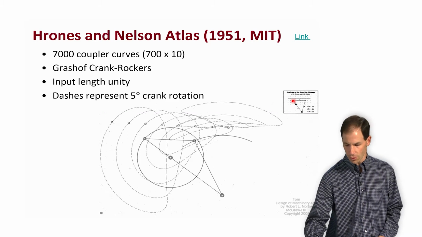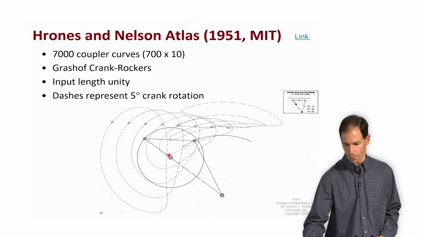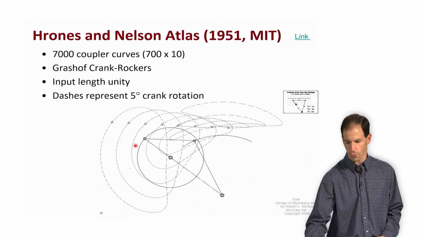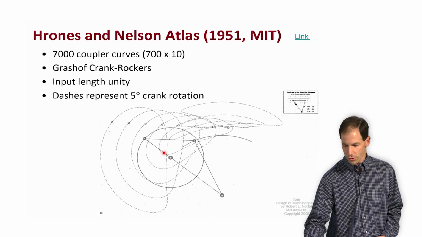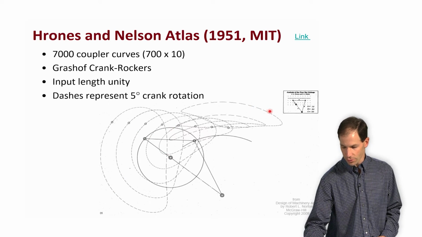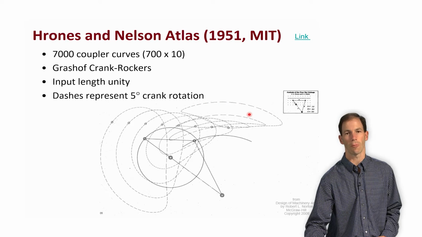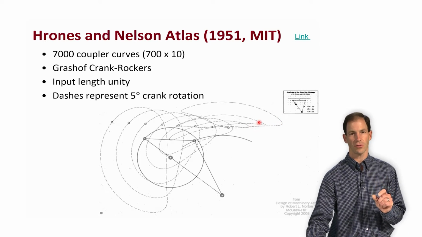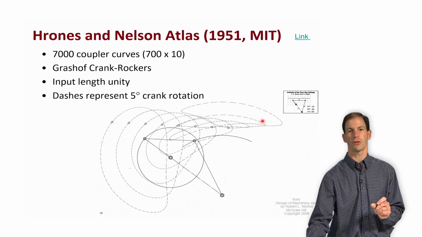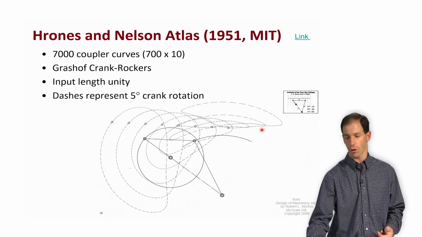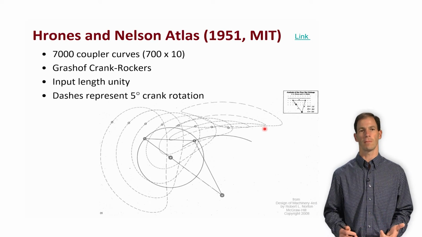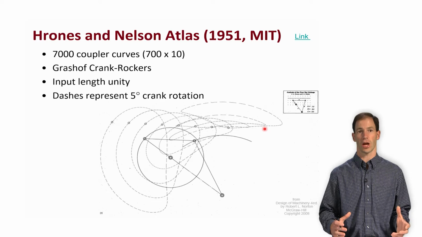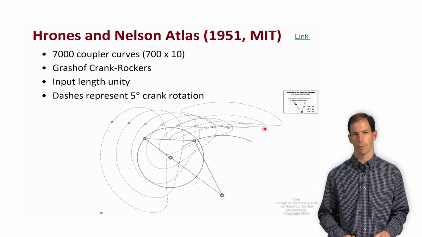Now another thing you'll notice is that these coupler curves have dashes on them. And these are for 5 degrees of crank rotation. So sometimes you'll see, like in this case, these dashes are spread out quite widely. Well, this means that I actually have a very high velocity through this area, and then when they are closer spaced, for each 5 degrees of crank rotation I'm not moving as far, so I have lower velocity. So we can get even more information from these coupler curves than just the shape of it. We can also get velocity information.